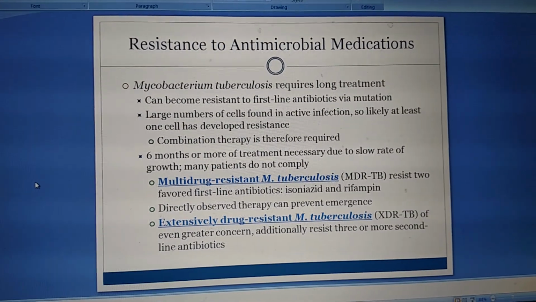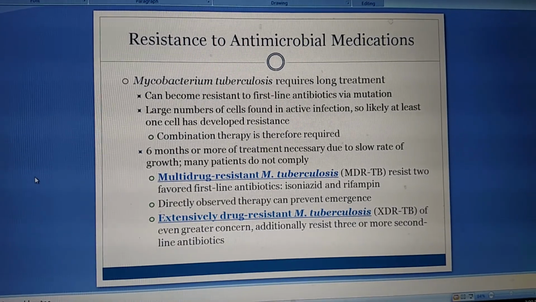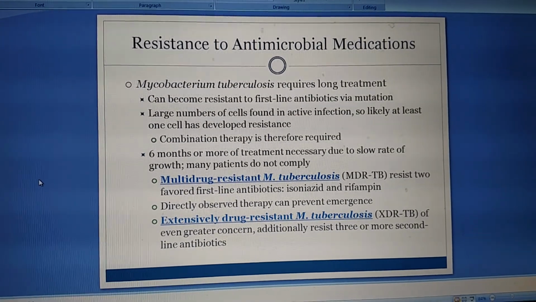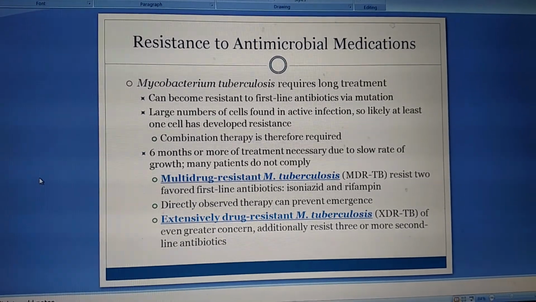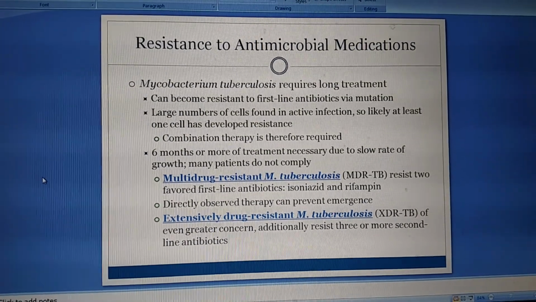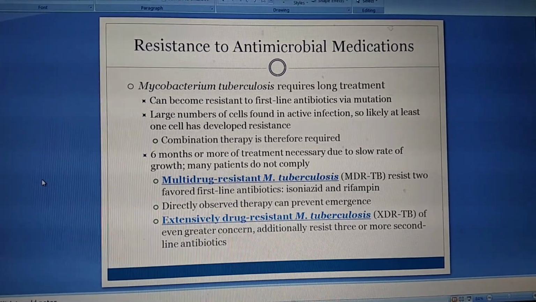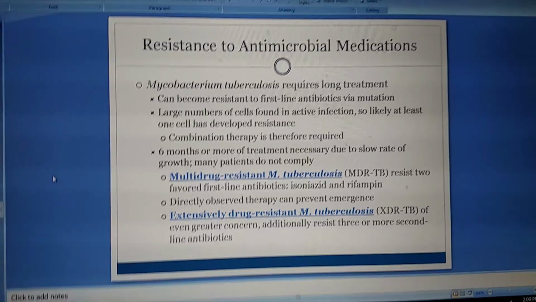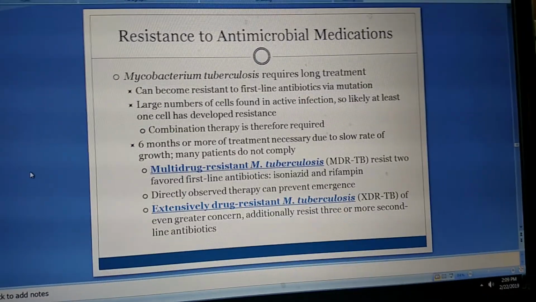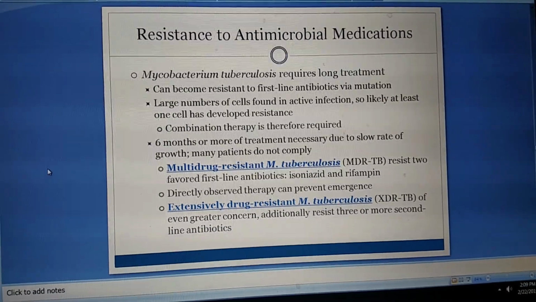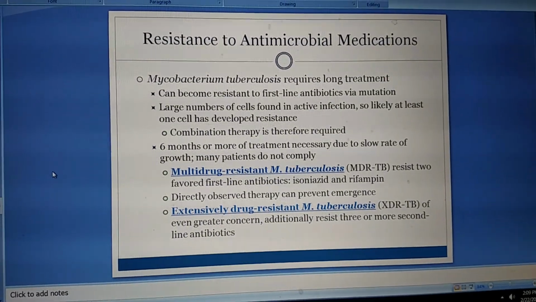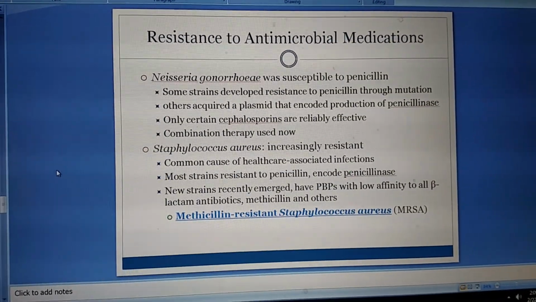When you have multi-drug resistant TB, it's resistant to 2 of the first-line antibiotics, isoniazid and rifampin. And with extensively drug-resistant TB, it's even more of a problem because it's actually becoming resistant to second-line antibiotics. And remember, those second-line antibiotics are the antibiotics of last resort.